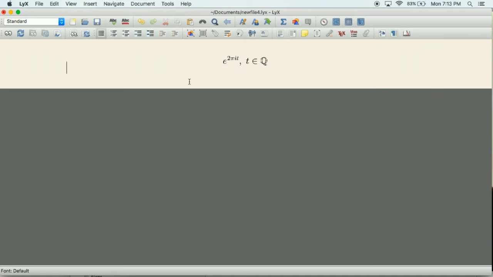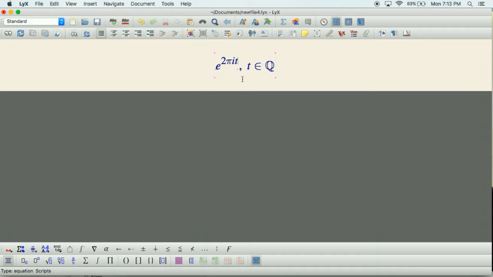But anyhow, suppose I show you this: e to the 2 pi i t, and I tell you that t is in Q. What does this mean? And this is very important. Mathematicians love context. They love to have things which make sense only when you know the proper context. I hate that because it means that I need to know multiple times more information than would be absolutely necessary in order to read something, because I have to keep in mind the different notations, the different conventions, different assumptions.